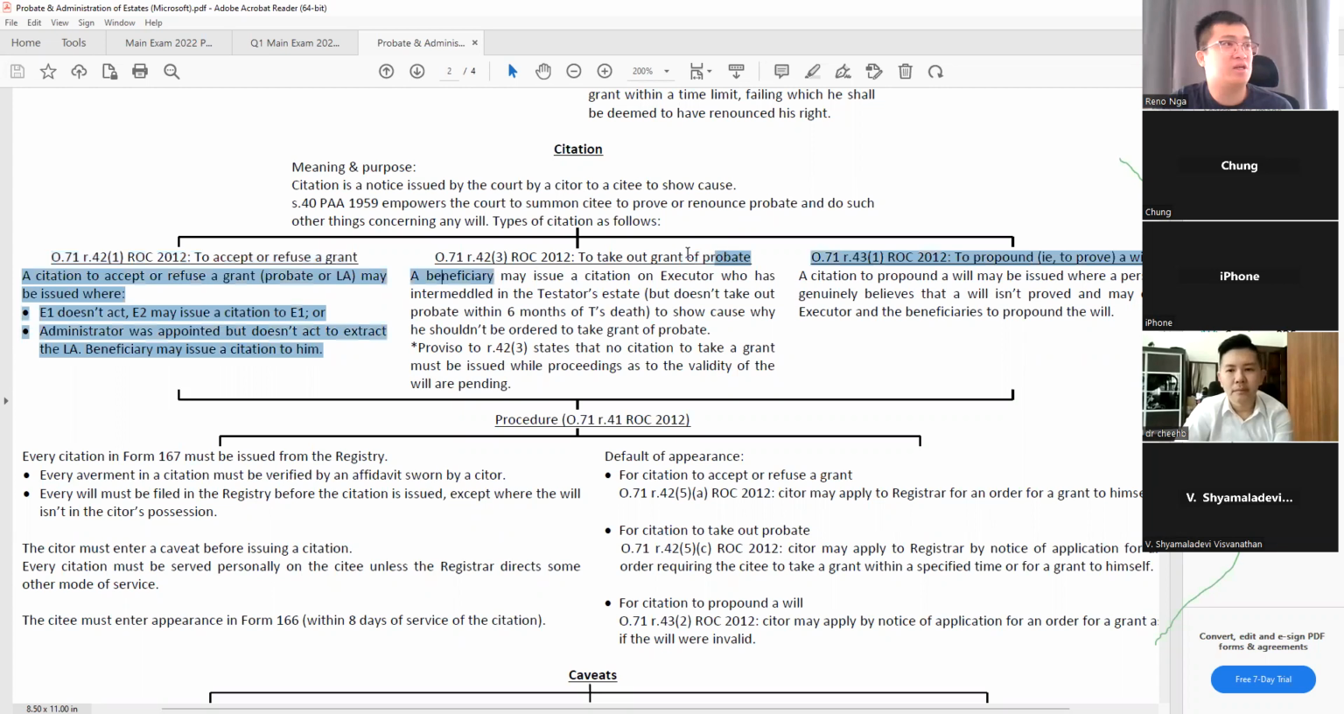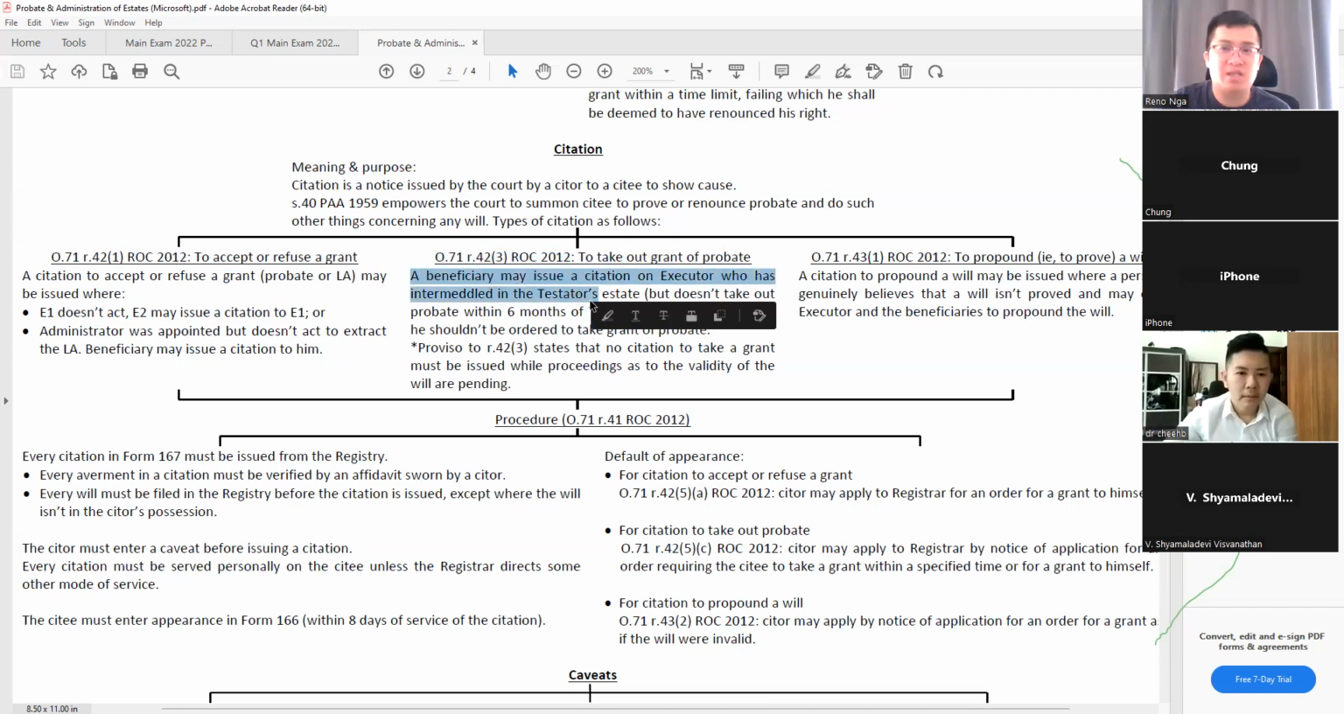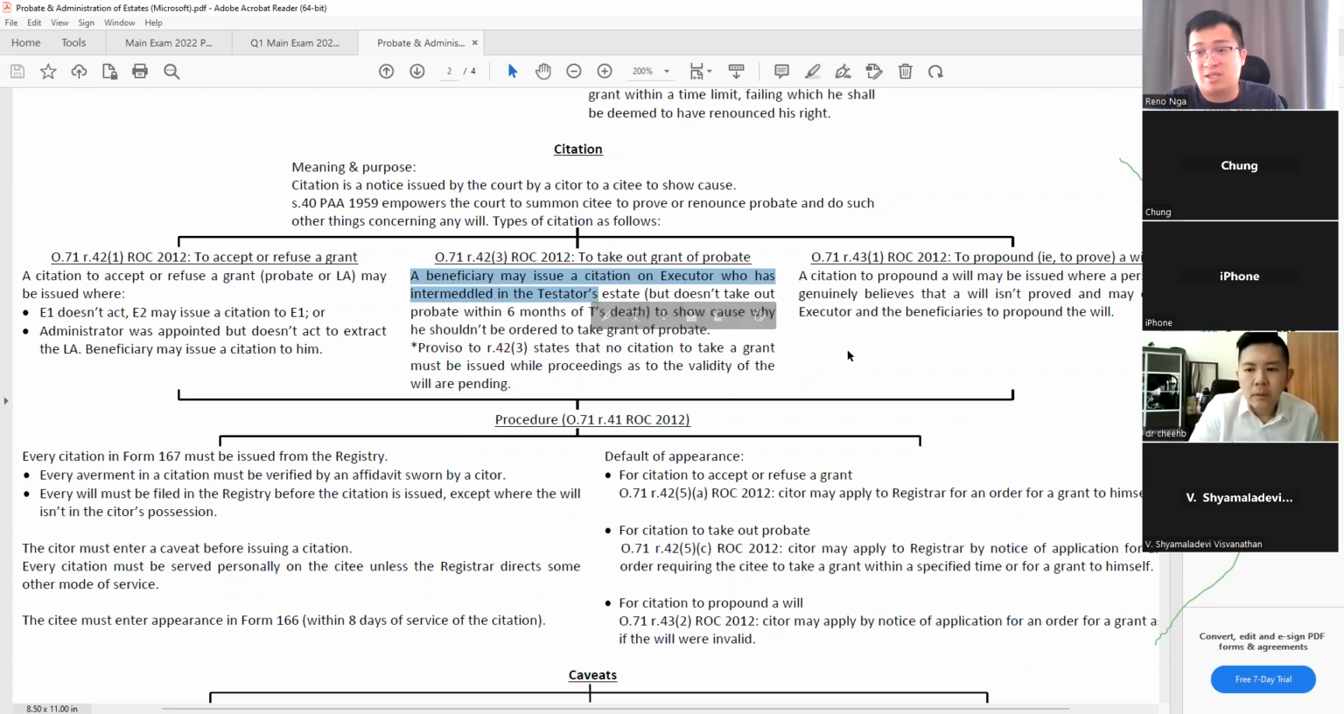Number two, to take out the grant. So let's say this time Dr. Chi has taken out the grant already. So he becomes the executor already, but he doesn't want to continue. Here it says a beneficiary may issue a citation on the executor who is in the middle of dealing with the testator's estate. So he took out the grant, but in the midst of doing something, keeps on delaying. I'm not happy, so I can also use this citation to ask him, hey, please do this thing. This is your legal duty. So I can give a time frame, ask the court to impose a time frame.